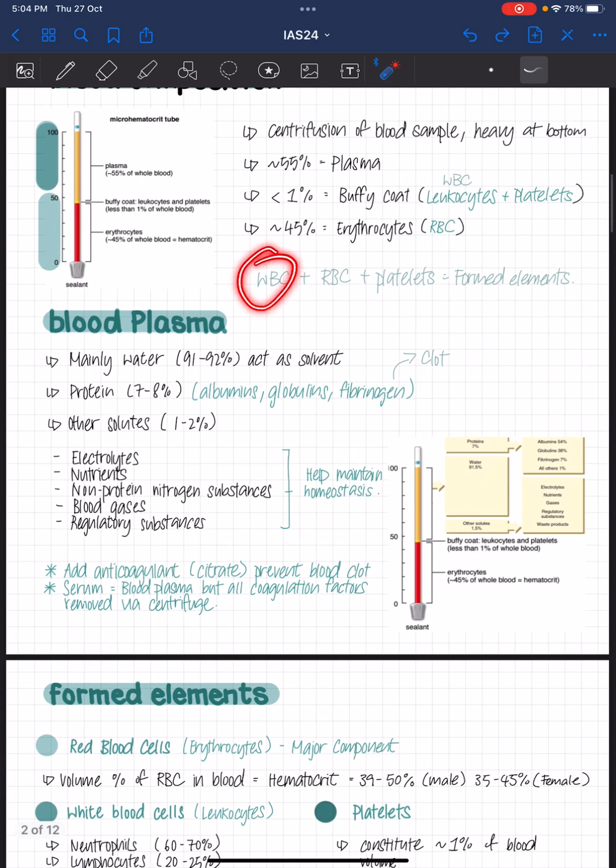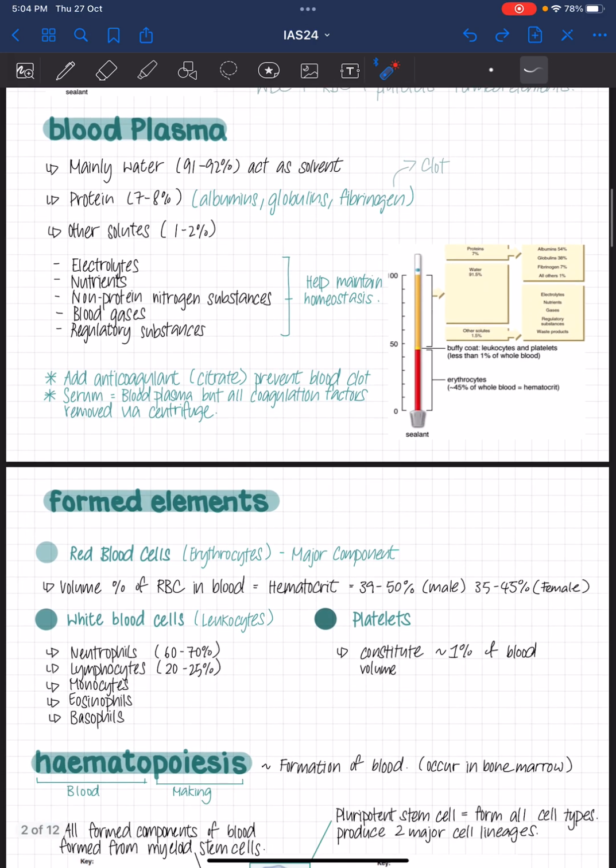Together, these white blood cells, red blood cells, and platelets are the formed elements of the blood, which we have to make. So the blood plasma, going through really quickly, is just the solvent part of the blood. It contains proteins and other solutes. The proteins include coagulation factors to clot blood, and the solutes include electrolytes and nutrients, which help maintain bodily homeostasis.